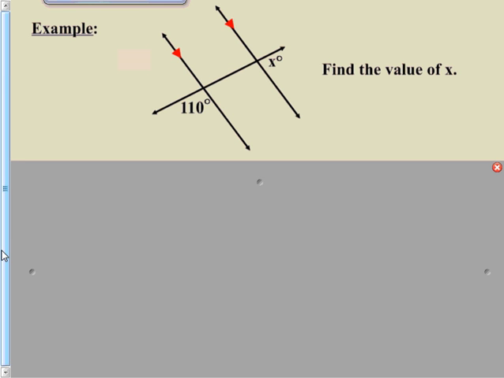Okay, so here we have an example. We have a couple of parallel lines.